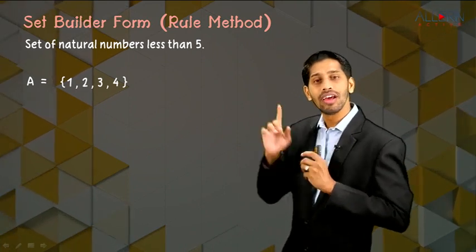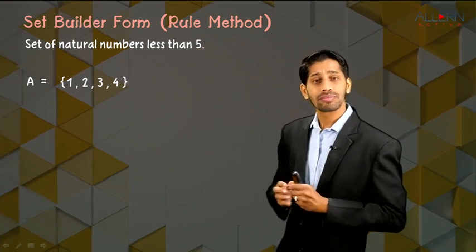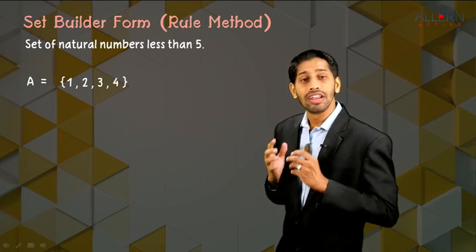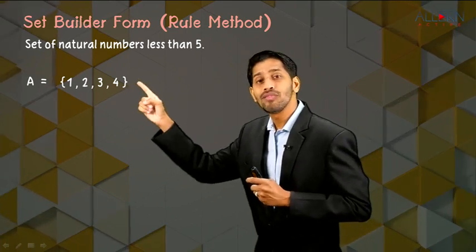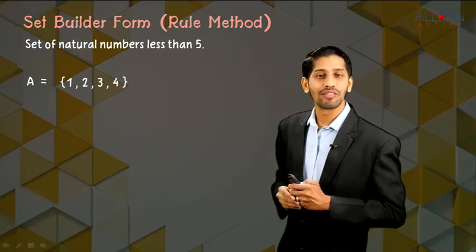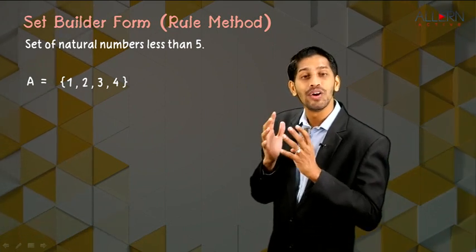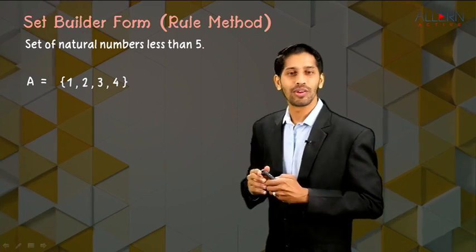So what we have done: a statement is given to us and we have written that statement in roster form. Now this roster form will convert into set builder form. That means we are going to convert into rule method. That means we have to make a rule. Let's see how exactly we are going to do it.